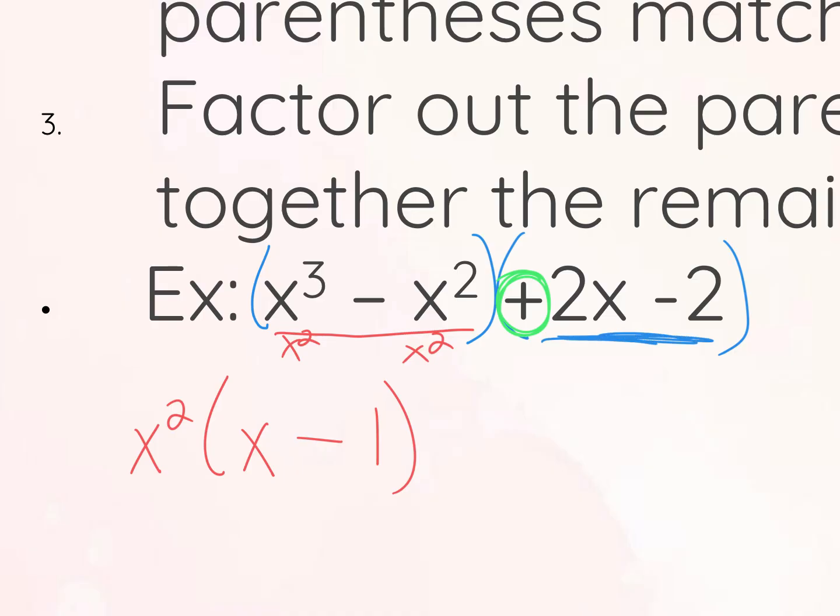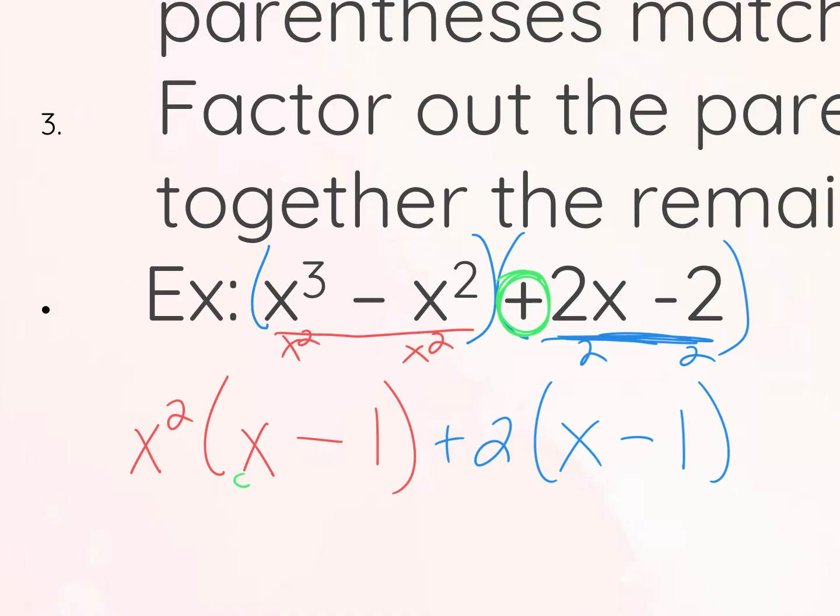Look at this section. Between positive 2x and a negative 2, what do they have in common? Okay, it's a positive 2 I'm taking out. So when I divide out a 2, what's 2 divided by 2? Not 1. 2 divided by 2 is going to give me 1x. And then here I have negative 2 divided by 2 is negative 1.